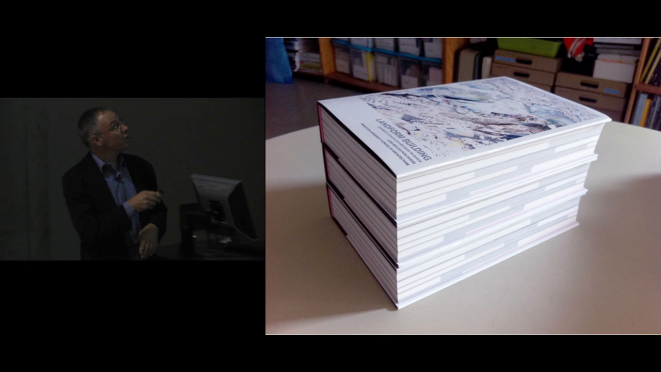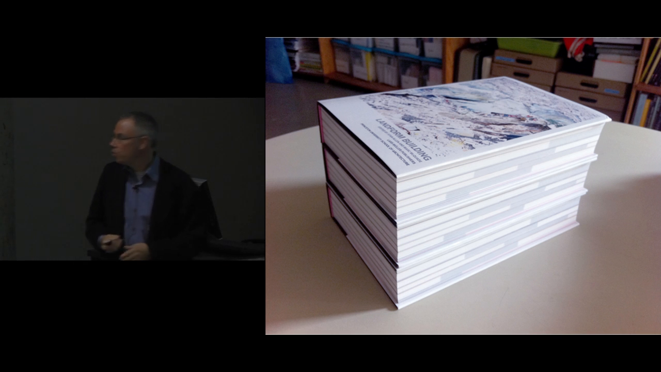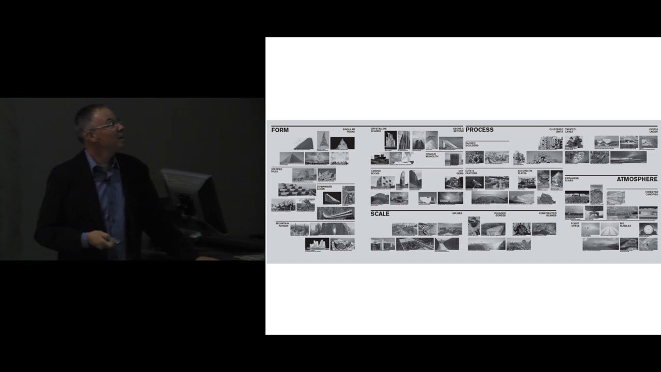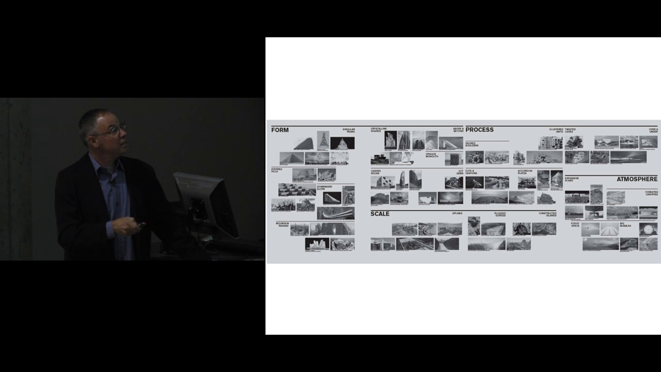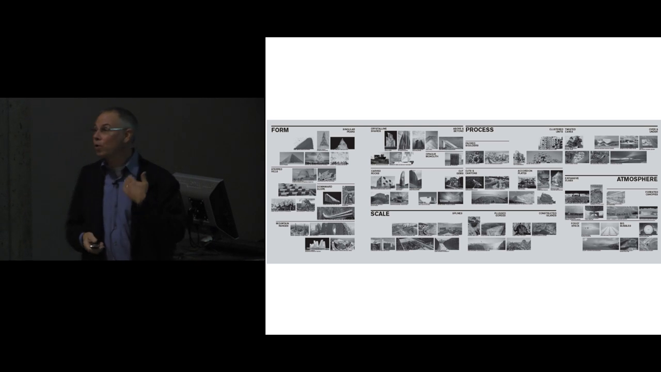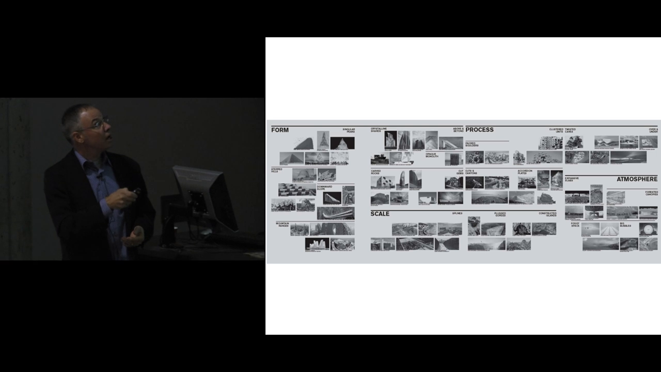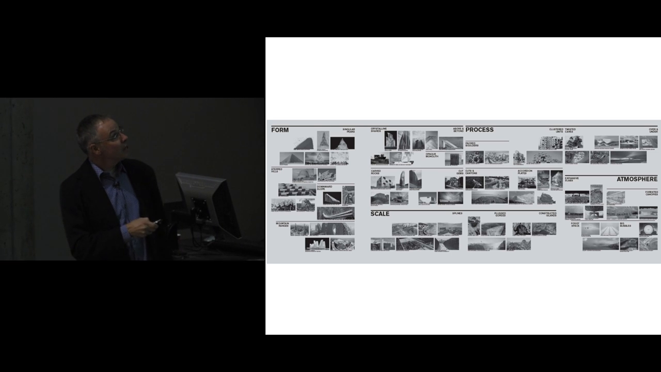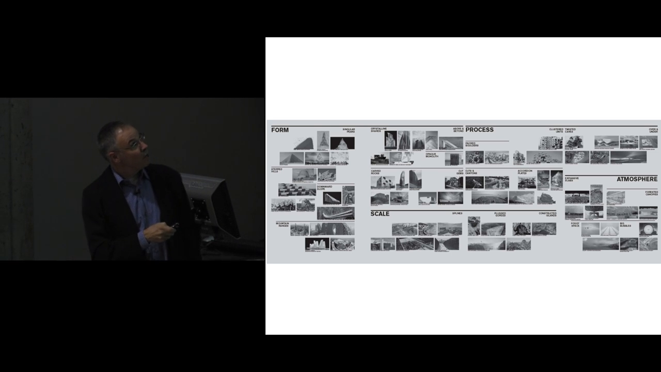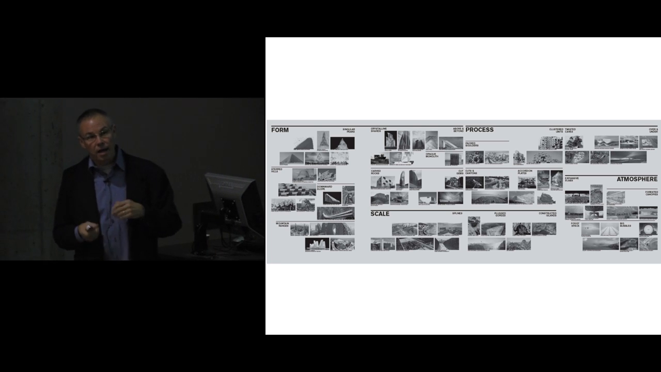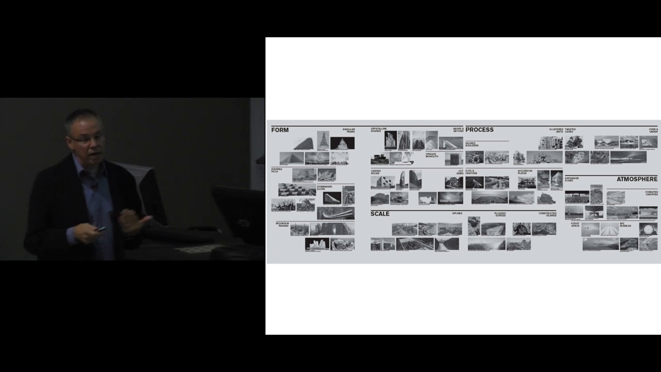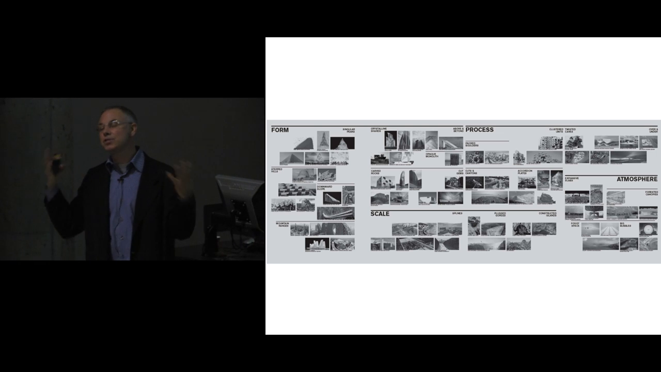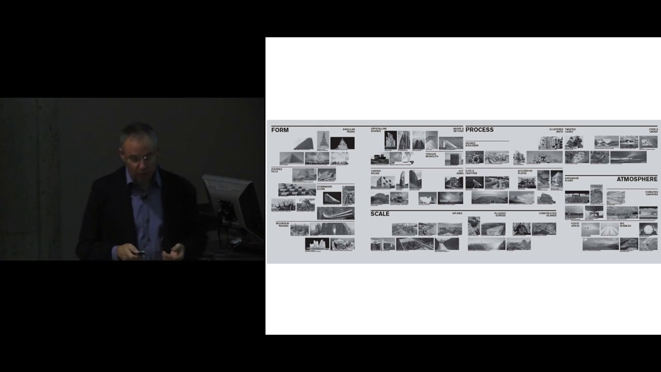So I'm not going to go into the book in detail. I hope you buy it instead. But this is a fold-out from the end of the book, which lays out the four different working categories of the book: form, or artificial mountains, scale, or the megaform, process, and atmosphere, as four different categories of landform building, again, in this attempt to open up the working vocabulary.